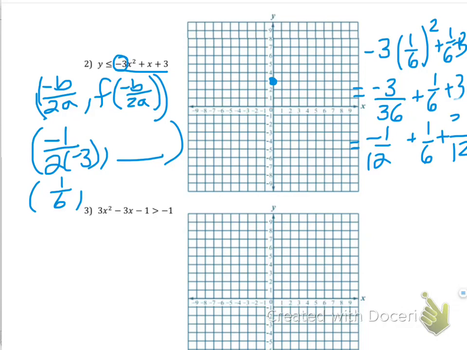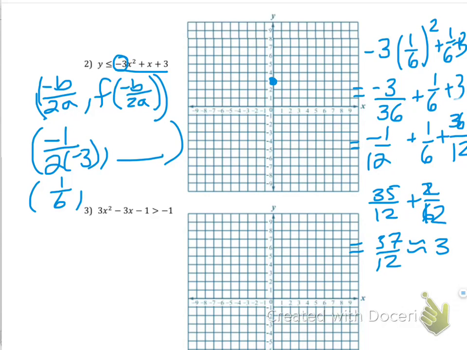Okay, so 3 times 12 is 36, and I get 36 minus 1/12 is 35 over 12 plus 1/6, and then I want to change that to 2 over 12, so I get 37 over 12. Ew, that's an ugly number. But it's approximately 3, right? It's a little bit more than 3.